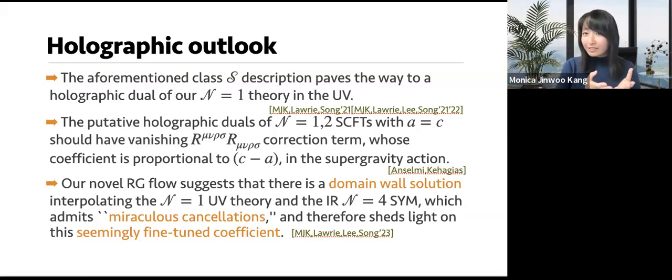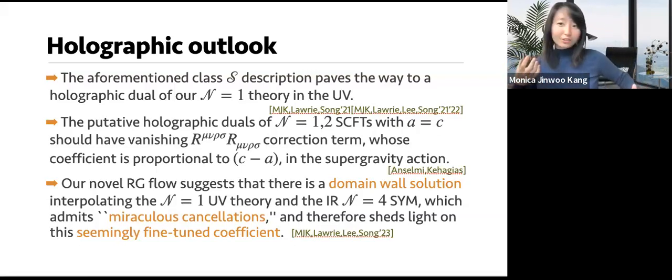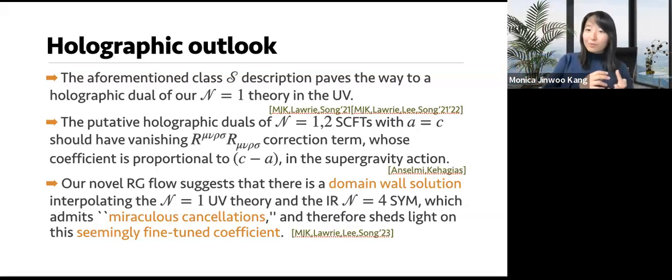But note that here, the theories are actually A equals C without taking any large N limit. So what it means is that even if you're taking the finite N, this supergravity action will not admit this R squared correction term, as the coefficient will vanish. What that really entails is that we would expect these finite A equals C theories to also have supergravity duals, and we can expect to maybe be able to build such a thing.